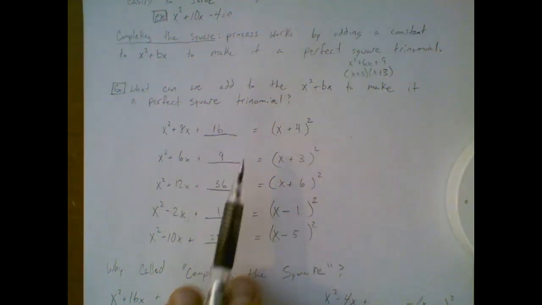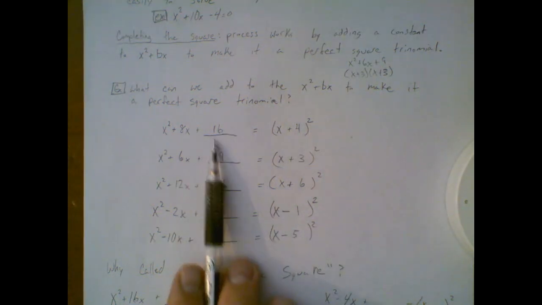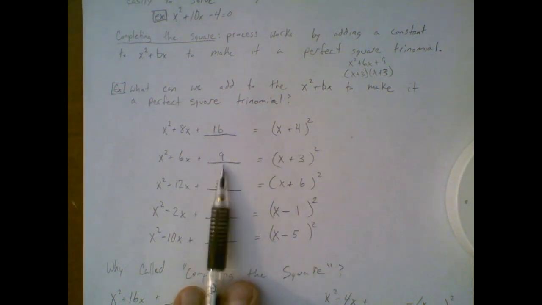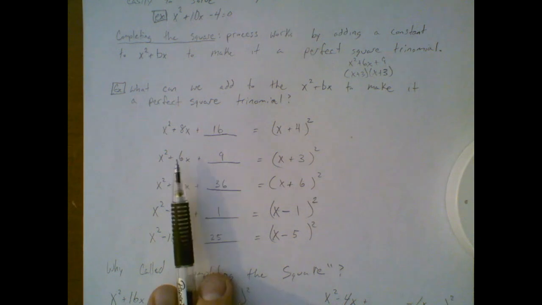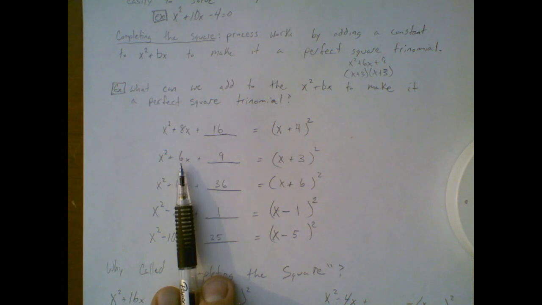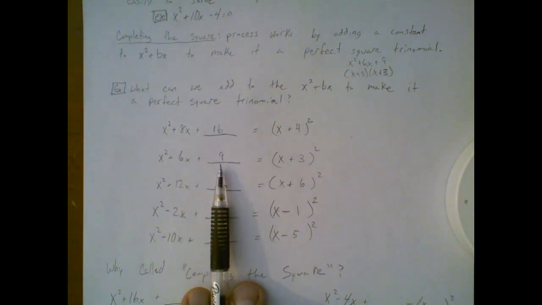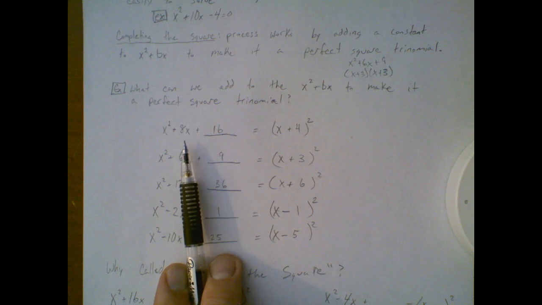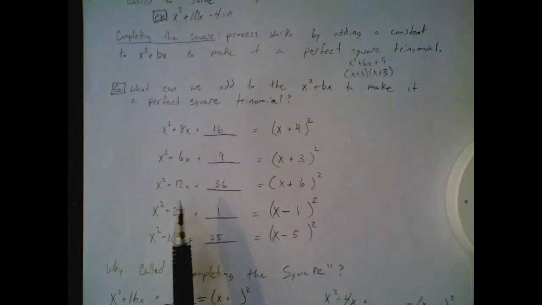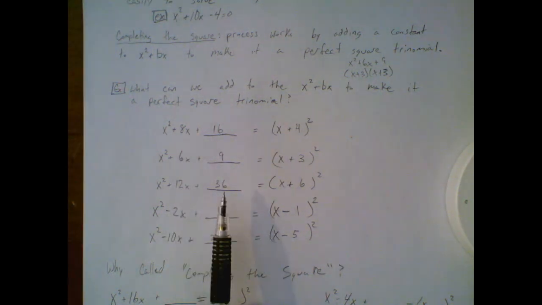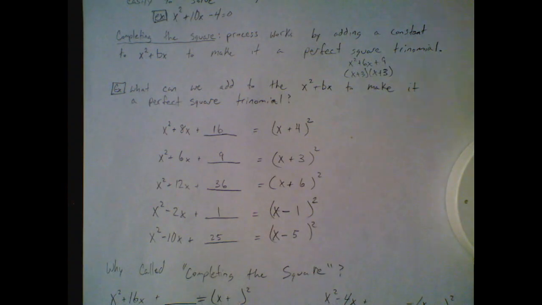So when we're looking at problems like this, this is how we are figuring out the constant. What does the constant need to be that we have to add? We take the b, essentially divide it by 2, and then whatever number that is, we square it, and that's what we're adding. So 8 divided by 2 is 4, 4 squared is 16. 12 divided by 2 is 6, 6 squared is 36. So that's how we figure out the constant.